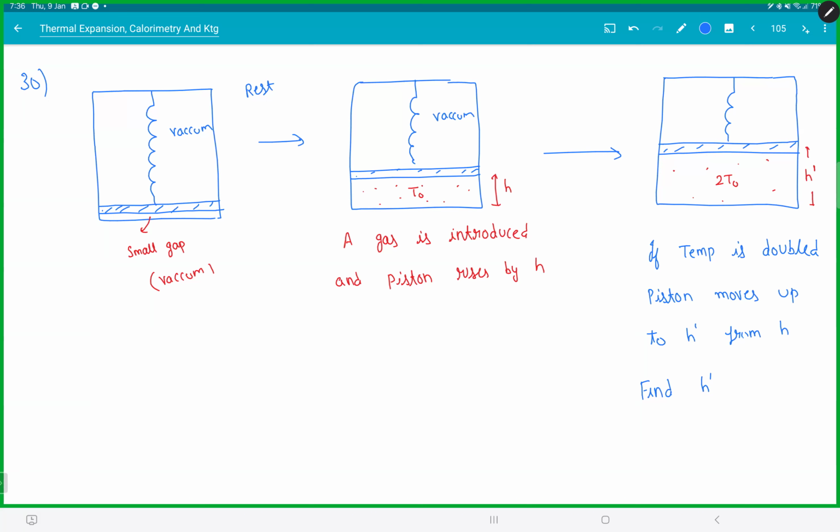No, spring constant is not given. Nothing is given. Only this information we have.